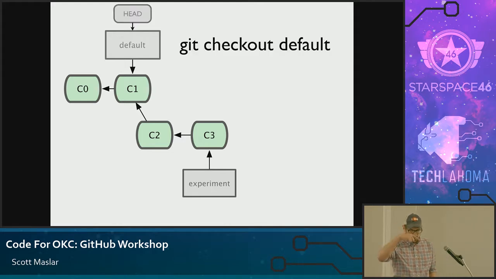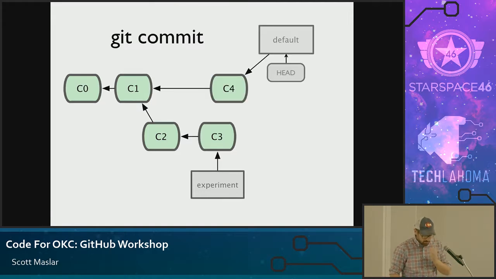Now we're going to git checkout default. So default only knows about C0, C1, doesn't know about C2, C3. Experiment is still hanging out on C3, and HEAD is back up to default. So now we're only going to see in our working directory C0 and C1, whatever work we did there. Now this is where it's fun. We're going to commit from default.